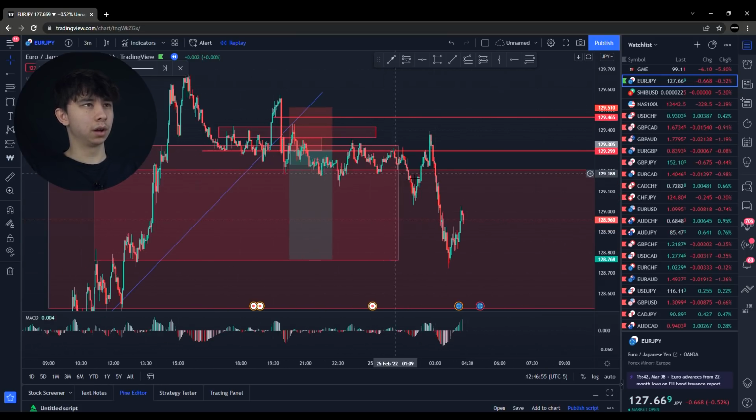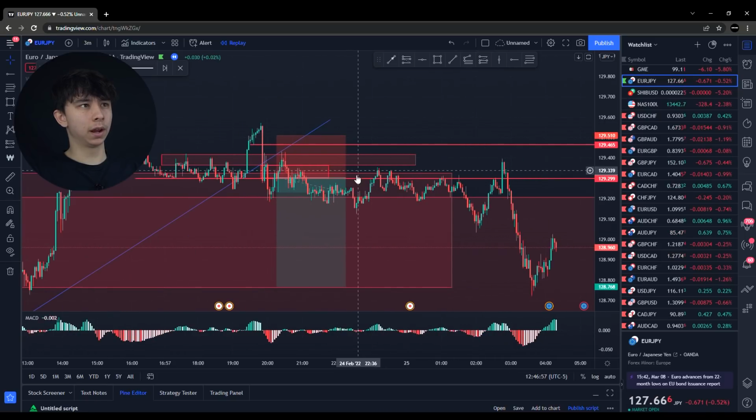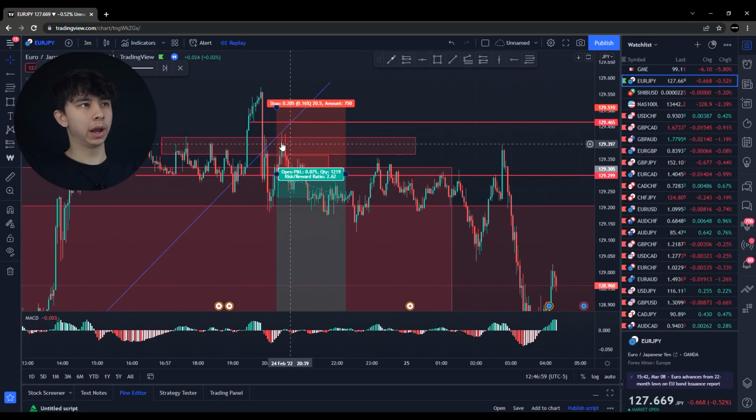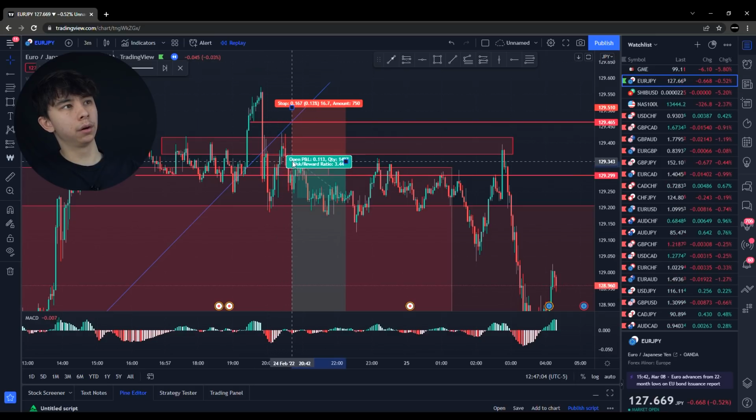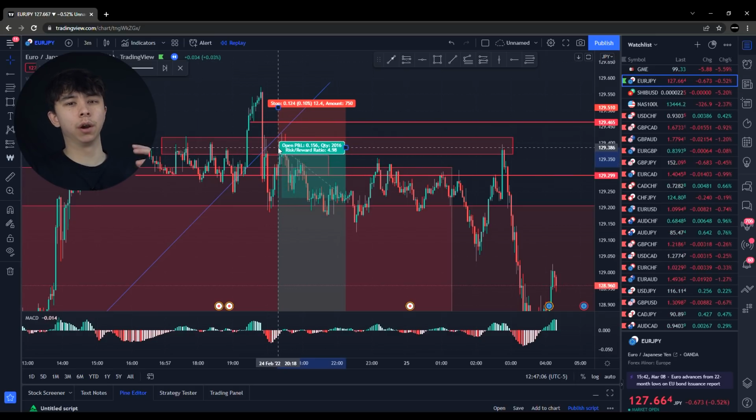price comes straight down into our take profit. And as you can see, price reacted nicely off our liquidity zone here. So if we took our trade even higher up in our liquidity zone, we could have a much higher risk to reward.